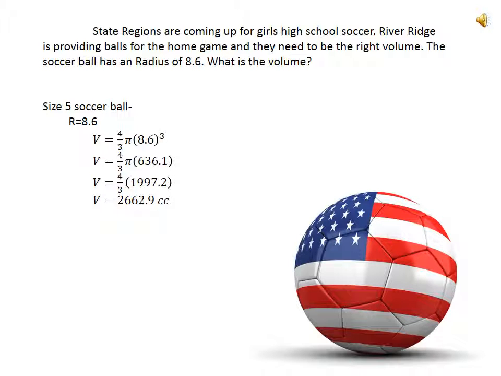State regions are coming up for the girls' high school soccer. River Ridge is providing balls for the home game, and they need to be the right volume. The soccer ball has a radius of 8.6 inches. What is the volume?